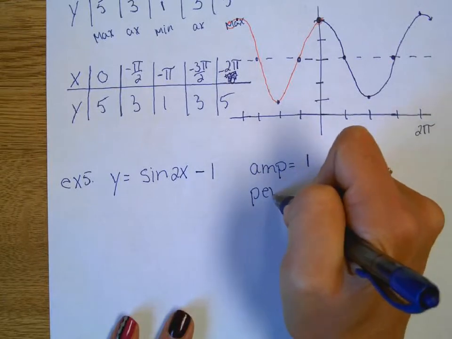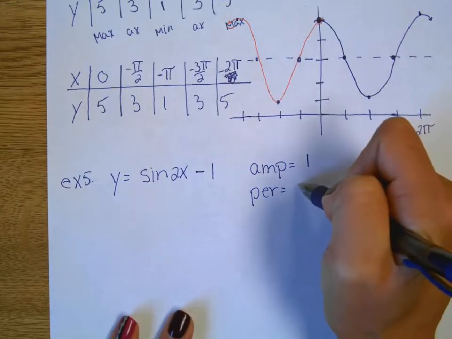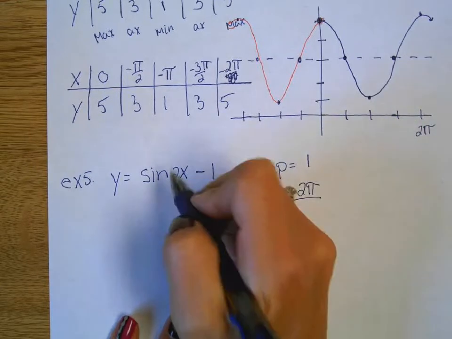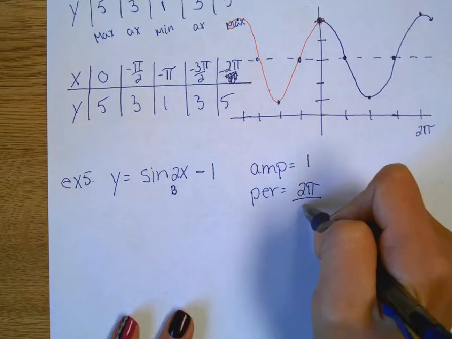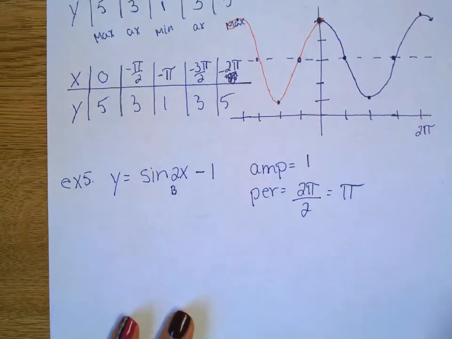Period. 2. That's the b. What's the period? Pi. How do you get pi? 2 pi divided by 2. 2 pi divided by the b number. Here's my b, which will simplify down to pi. So it's shortened it up.